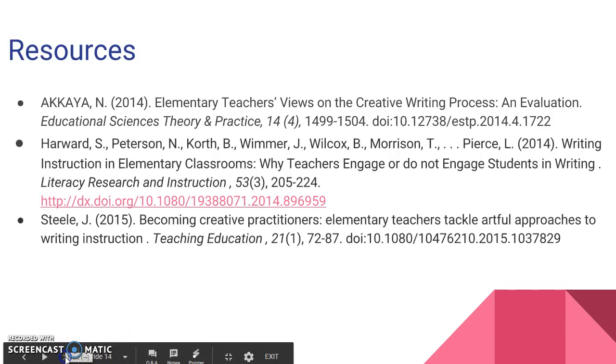The following are the resources that I used.